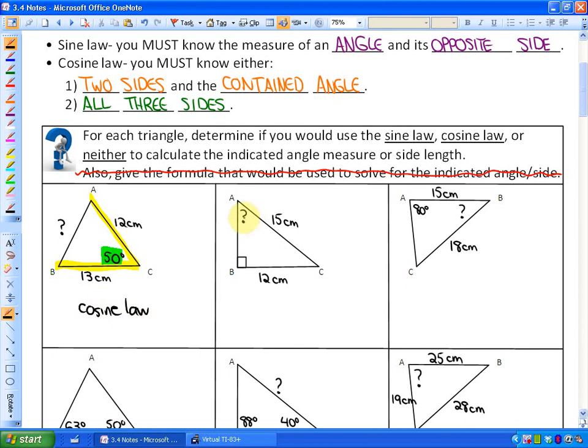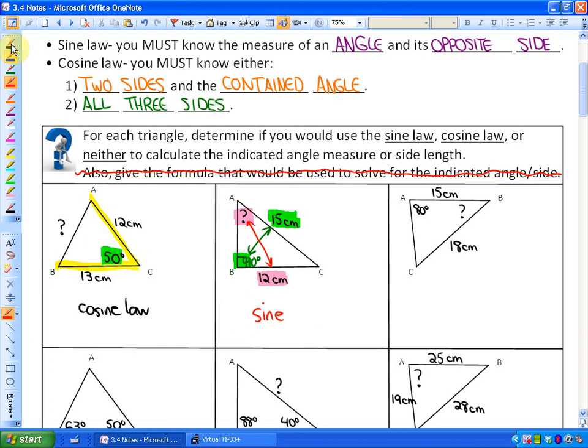In the next problem, to solve for that question mark, what we have at the moment is an angle and its opposite side, and we are given a side and asked to solve for its opposite angle. Since we know that 90 degrees is opposite 15 centimeters and 12 centimeters is opposite the question mark angle, you must know the measure of an angle and its opposite side. So in this case, this would be using the sine law.